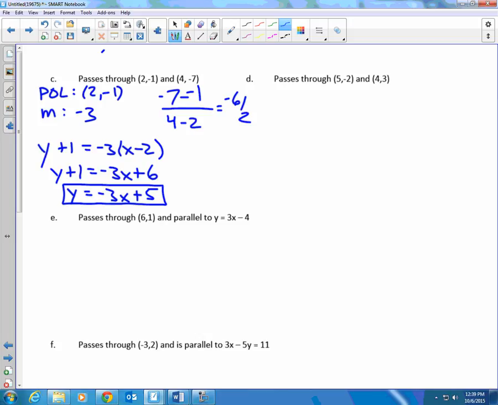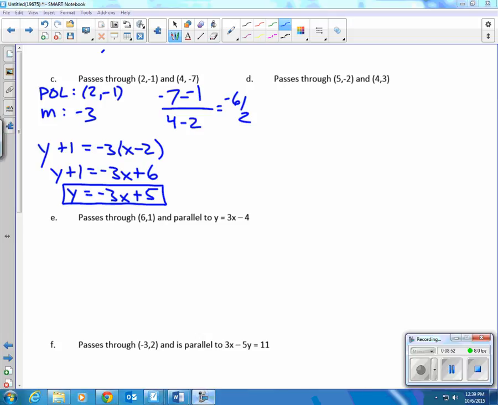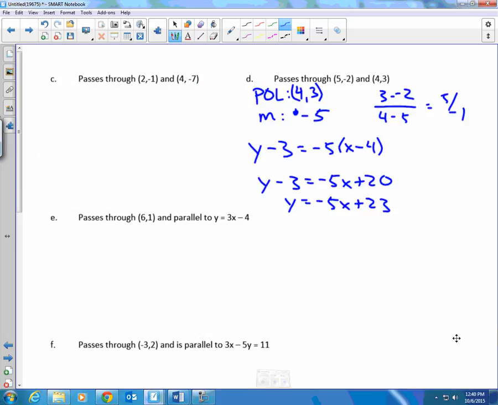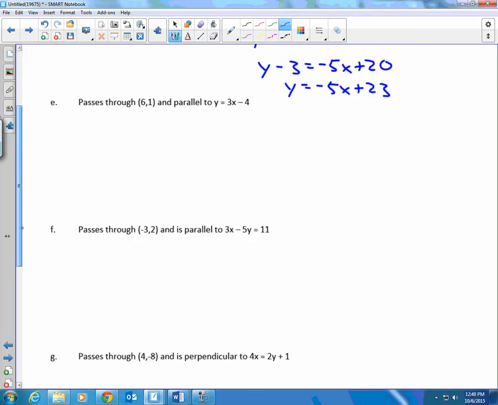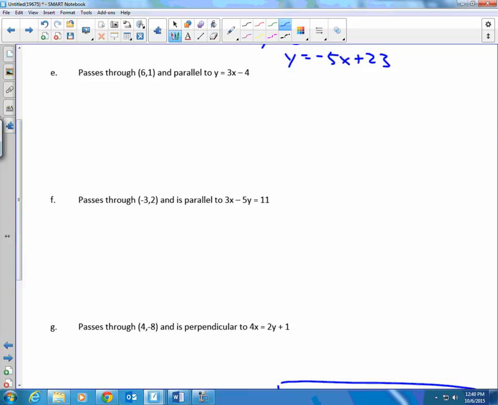You try the next one. Go. Is that what you got? y equals -5x plus 23. Okay. All right. E.